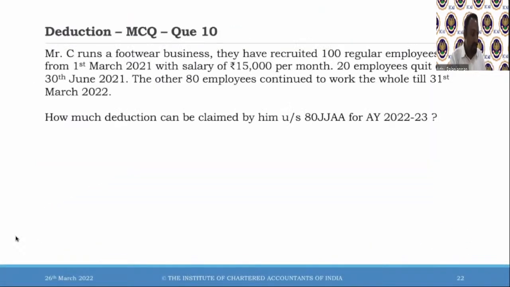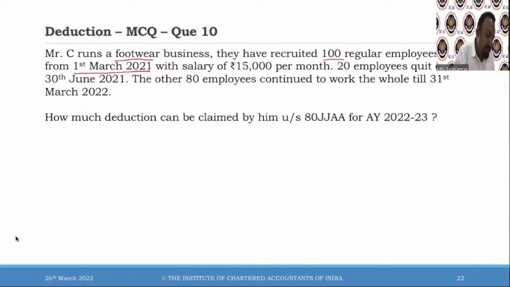So, MCQ, which is the last question, number 10. C runs a footwear business. They have recruited 100 regular employees from 1st March 2021, so they are able to work only 30 days. We said 150 days for the footwear business, but they are able to work only 30 days. That is not their mistake, so it will be eligible in the next year. If they work for more than 150 days in the next year, these employees can be treated as eligible.